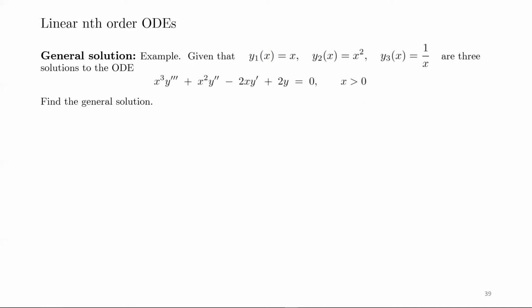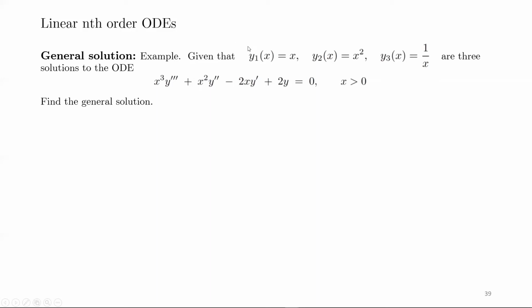I haven't told you how we're going to solve these higher order ODEs yet, but we're going to learn that as the class goes on. But for now, I'm just going to say, given that y1 equals x, y2 equals x squared, and y3 equals 1 over x are three solutions to the ODE x cubed times the third derivative of y, plus x squared times the second derivative of y, minus 2x times the derivative of y, plus 2y equals 0, we're asked to find the general solution.